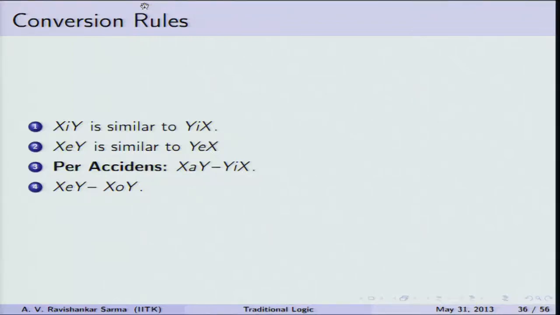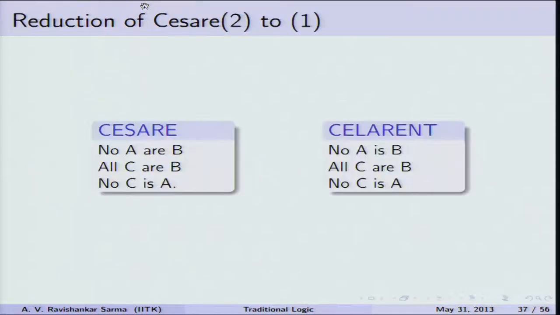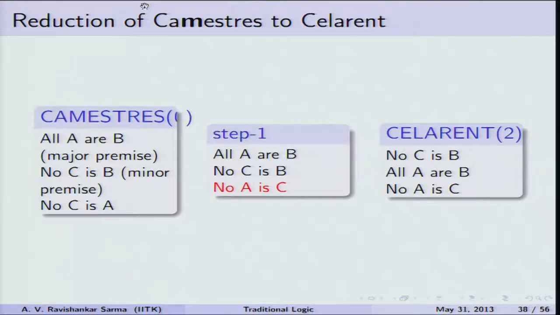In the same way, no cats are dogs, that is XEY, is equivalent to YEX, that means no dogs are cats. Then there is the per accidens rule, that is, all X are Y can be converted into some Y are X. This is a little difficult to follow, but it is a rule which Aristotle allows. And the fourth rule is that no X are Y can be converted into some X are not Y. These are the conversion rules which we will be using for reducing one syllogism to another.